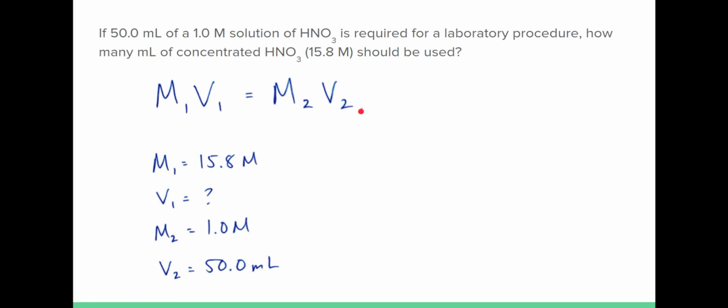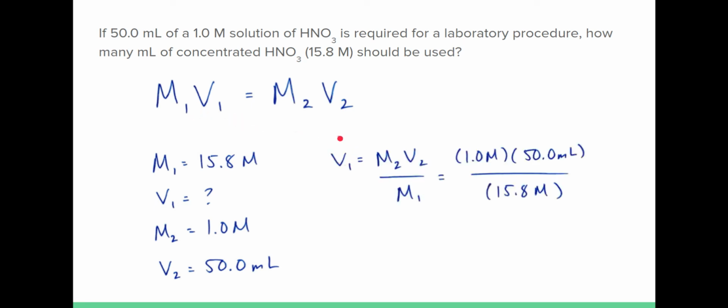So I know that my equation is going to be M1V1 equals M2V2. I know that my initial molarity of my stock solution, or my more concentrated solution, is going to be 15.8 molar, and I know the two conditions that I want my final solution to be at, and I'm solving for the original volume that was required for this dilution. If I rearrange my equation, I get V1 equals M2V2 over M1.